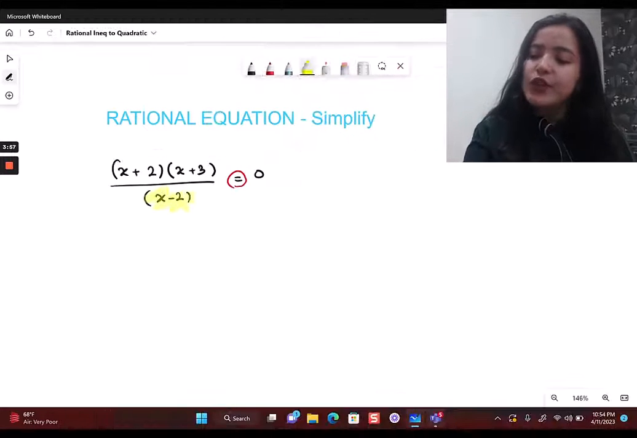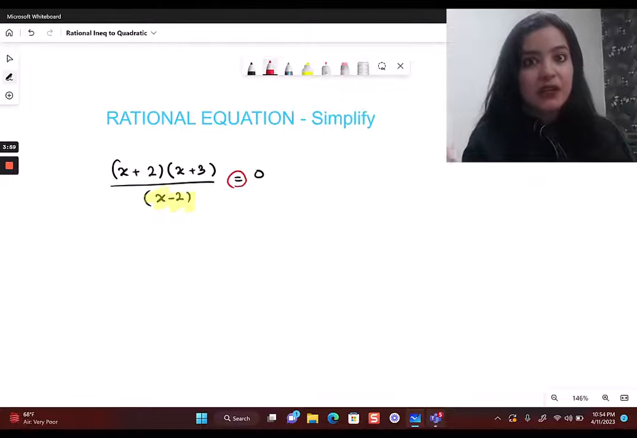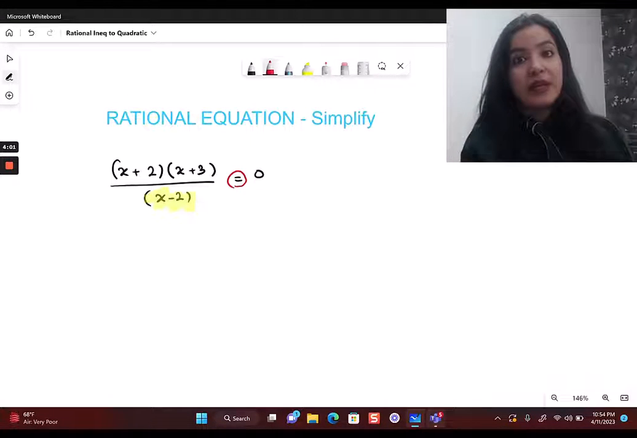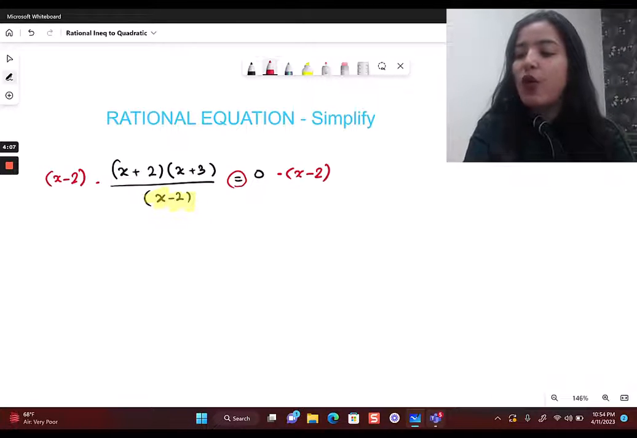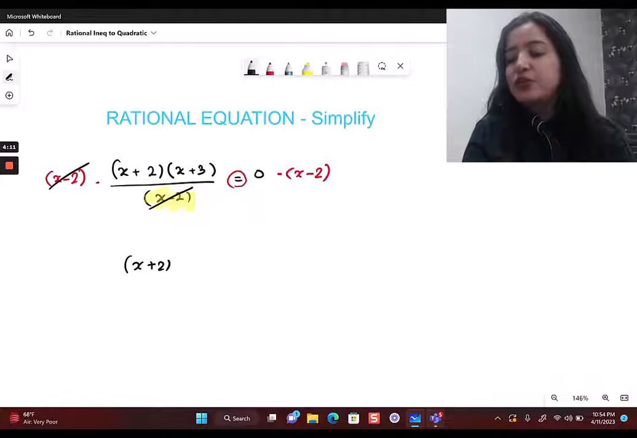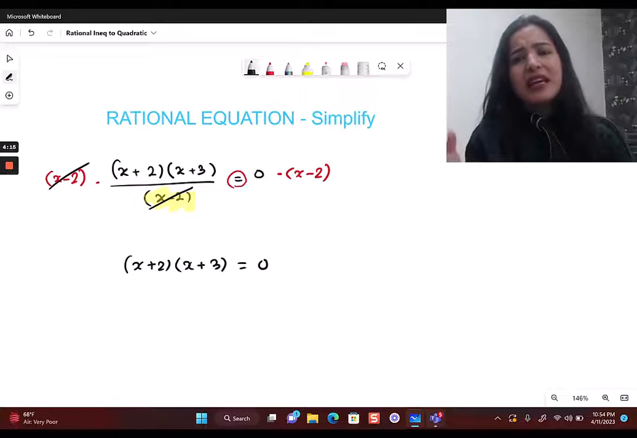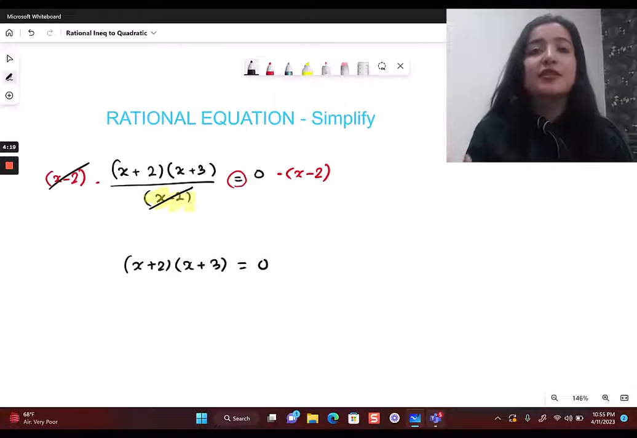Now, how do we simplify this? In this case, we're used to multiplying both sides of the equation by the denominator. And what happens as a result is we do cancel out the x minus 2 on the left side like this, and we come to x plus 2 times x plus 3 equal to 0. Now you'll be wondering, this is exactly what we did on the inequality. Why was it wrong there?